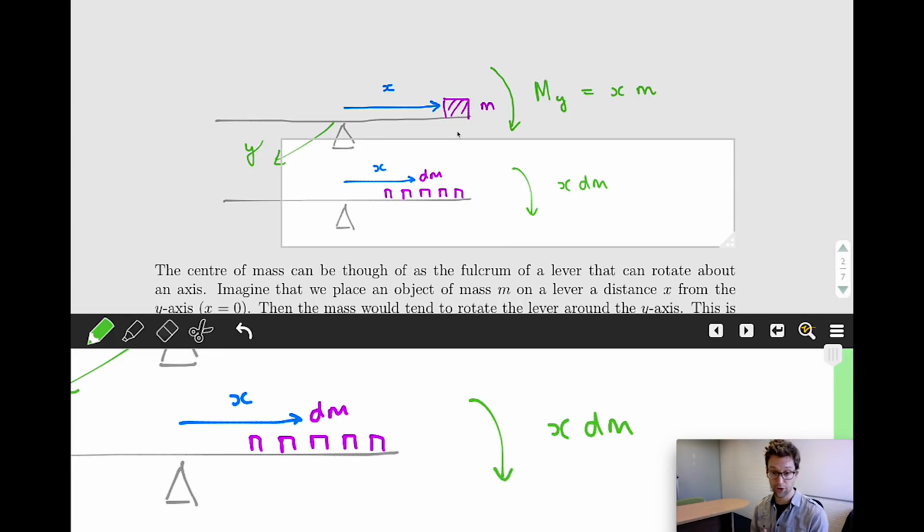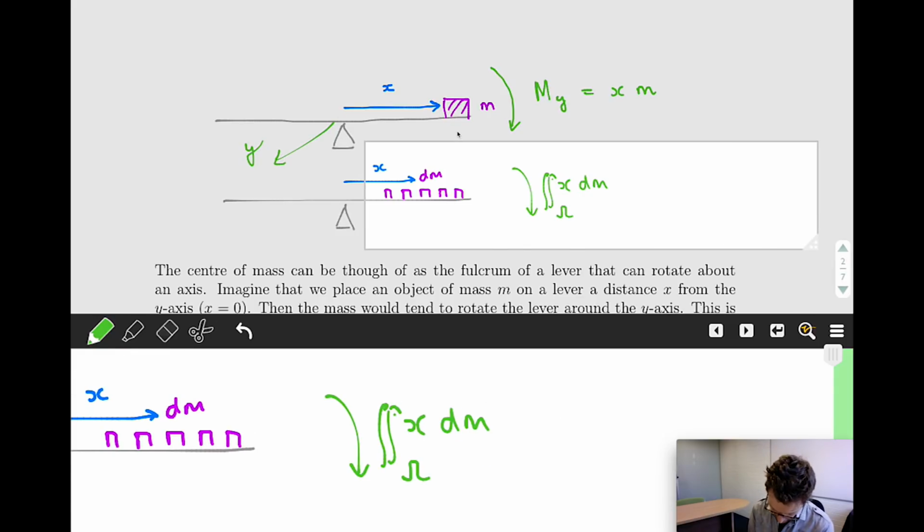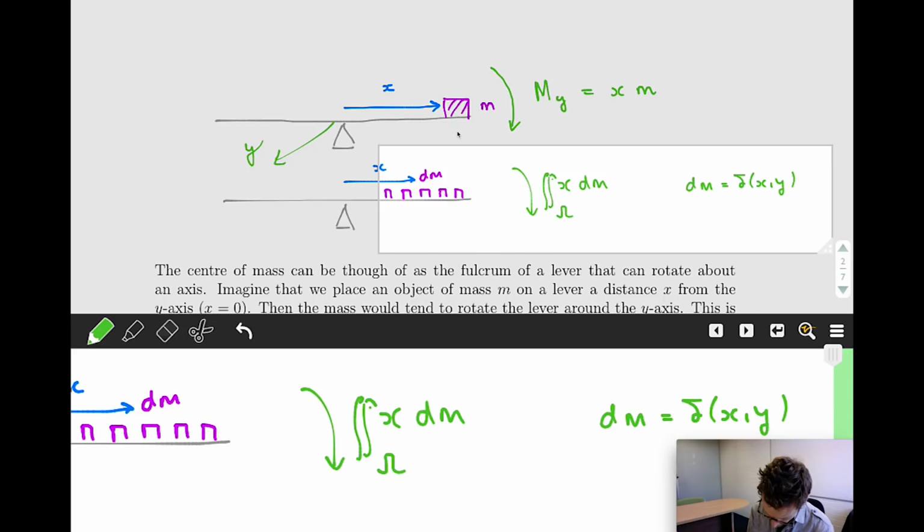And I'd like to be able to calculate the total first moment, and that's going to be just the addition of all of those little moments. So I'm basically going to do a double integral over my object omega. Now we know that delta m is given by the density times the area.